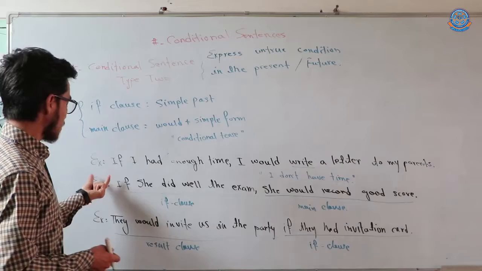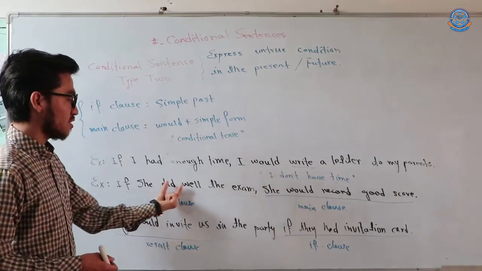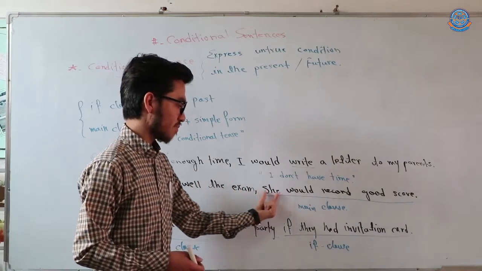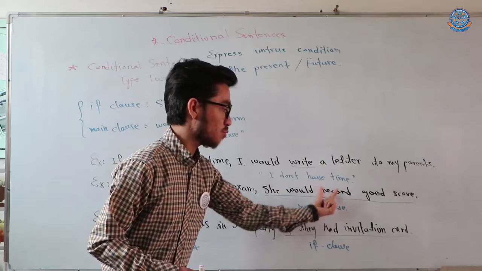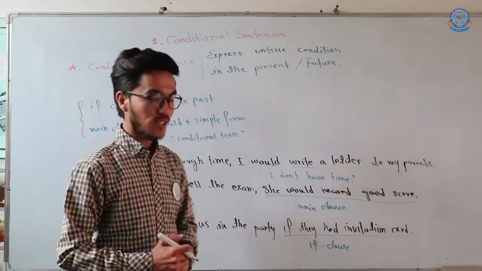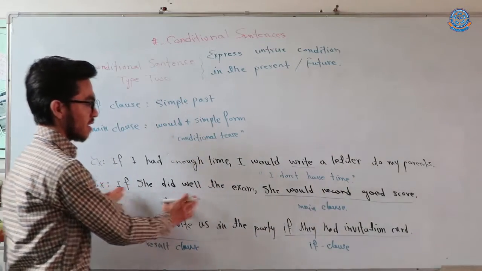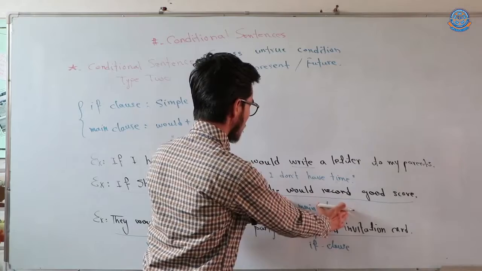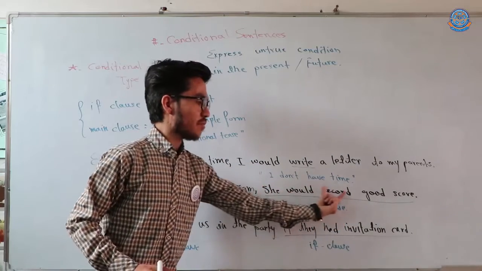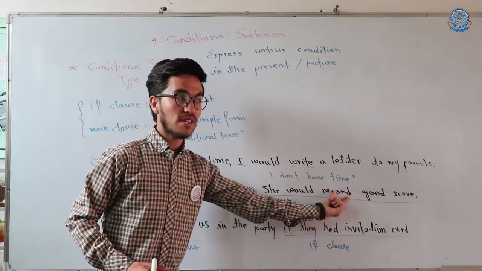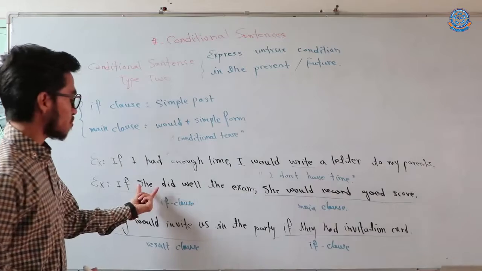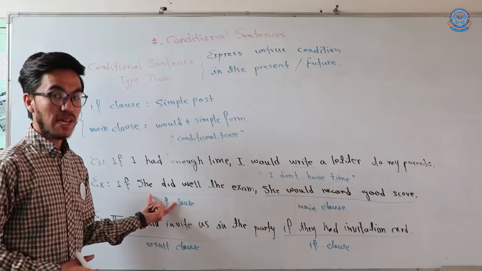Another example we have: if she did well in the exam, she would record a good score. So this is also the if clause, and the next part is the main clause. As you can see, would plus the first form of the verb, or we can say simple form. But the first part is in simple past.